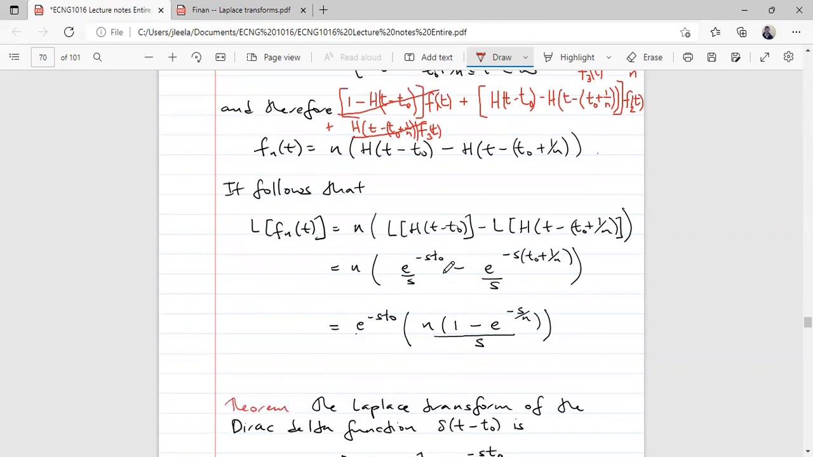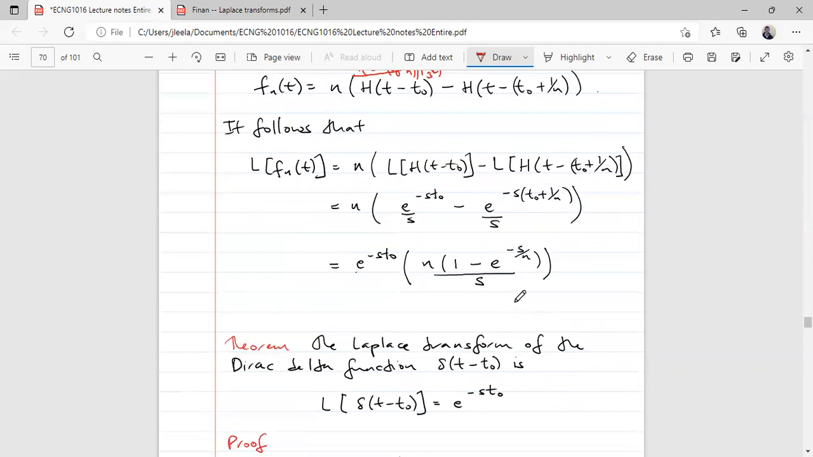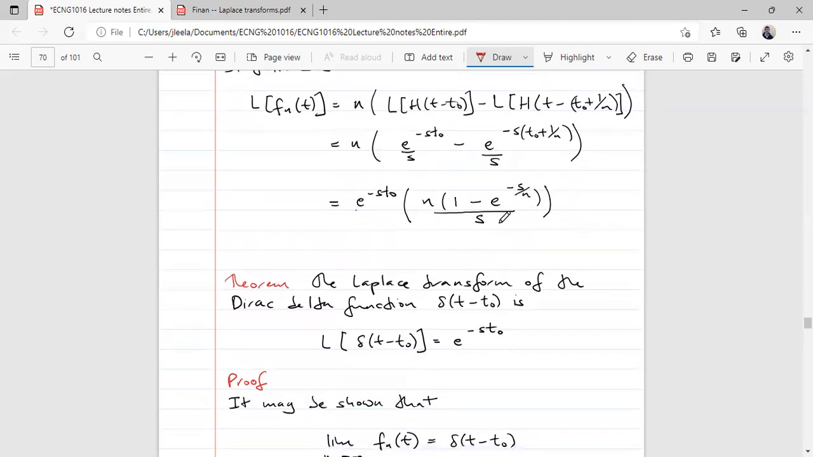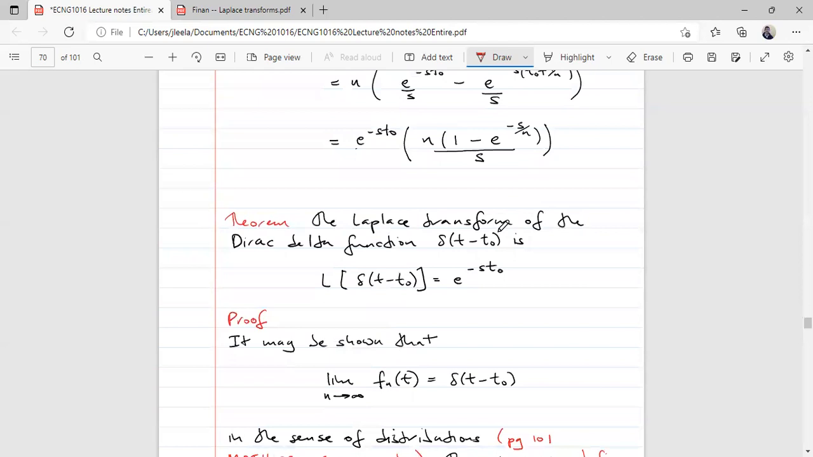Right? So if you notice here, you could use e to the minus s t0 as a common factor. You could pull that out, right? And then you have n inside, and then you have in brackets 1 minus e to the minus s over n, right? Using the laws of indices, we would have to add back here. So you'll get back this value here, right? That was extracted over s, right? So that is a very important result here.